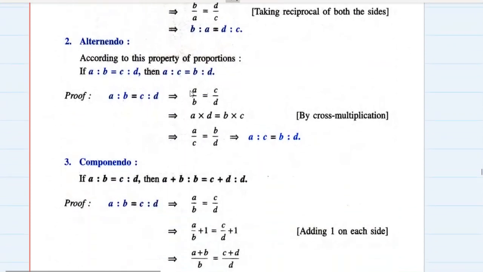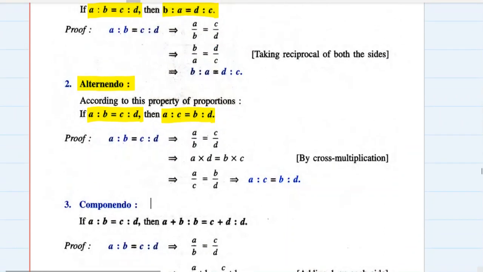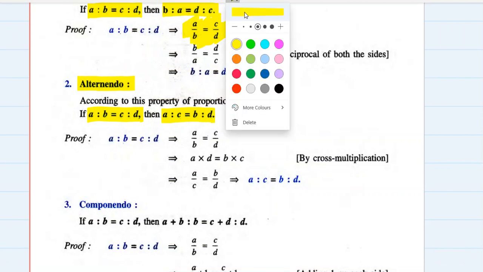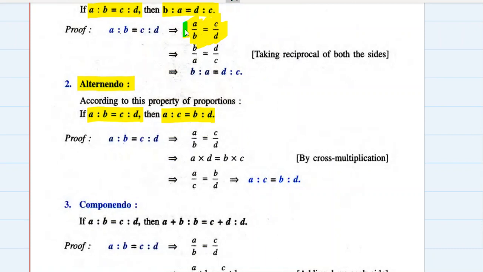Next is alternando. According to the alternando property of proportions, if A is to B is equal to C is to D, then A is to C is equal to B is to D. Now, I want you to visualize as well, and for visualization, the fractions are very important. This is the original ratio which we have got: A by B is equal to C by D.